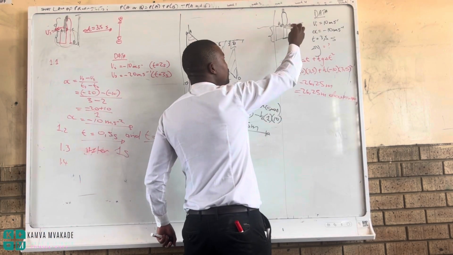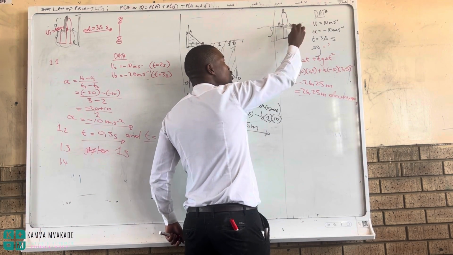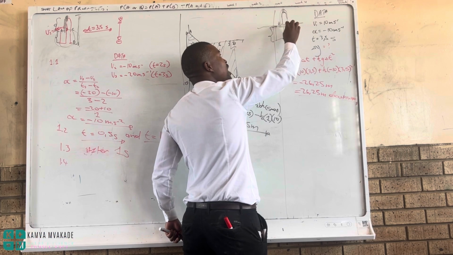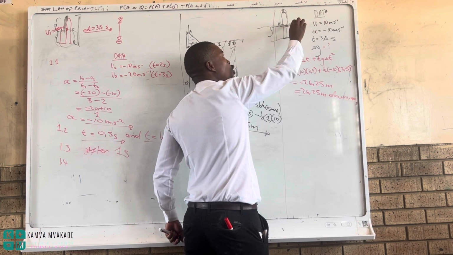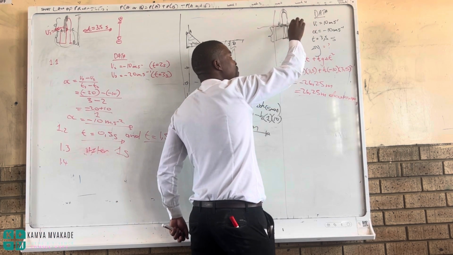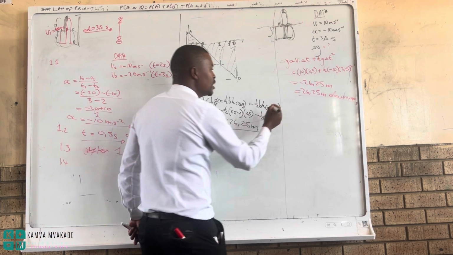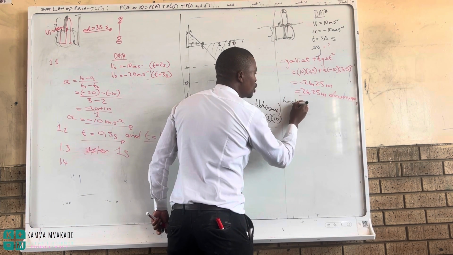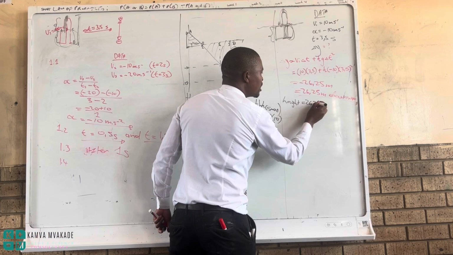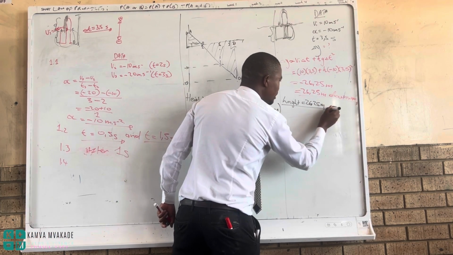The displacement of the ball is equal to what? The height of the cliff. So now the height of the cliff, you're going to have 26.25 meters.